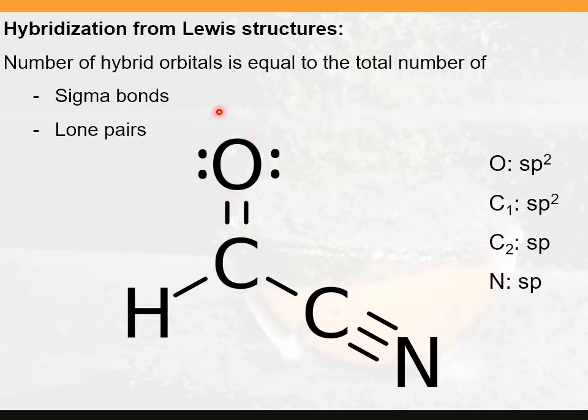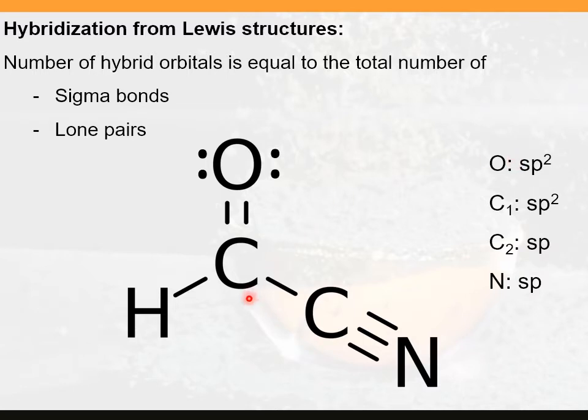So on oxygen we have 1 sigma bond and 2 lone pairs, a total of 3 electron domains. Therefore, oxygen requires 3 hybrid orbitals. To make 3 hybrid orbitals, you need 3 atomic orbitals, which you need to take 1 s and 2 p orbitals to make. Therefore, the hybridization of oxygen is sp2.